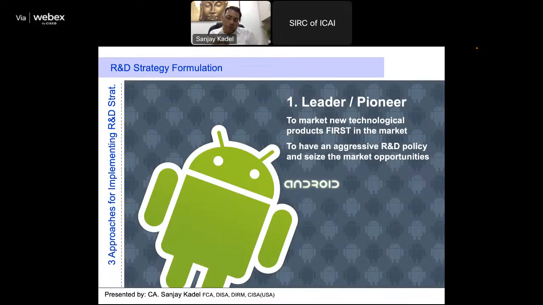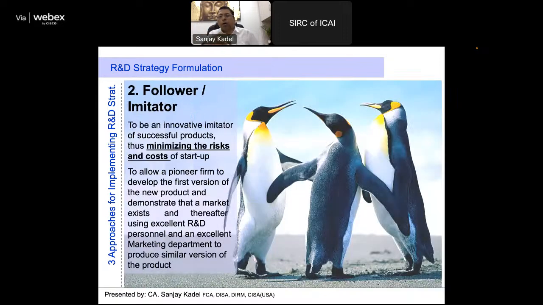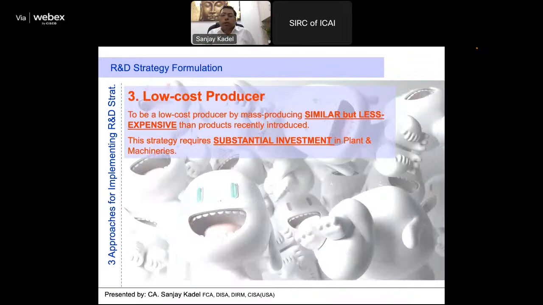Now, once you decide you want to do R&D, there can be three approaches of doing R&D. Either you take the lead and you take the risk and you do the R&D, or you wait and watch for a top company or a bigger company in your industry to do the R&D, become successful, and then you try to imitate such technology or such process. That is a follower approach. Or it can be an approach of low cost producer where you put substantial investment and you try to do mass production with that particular technological breakthrough.